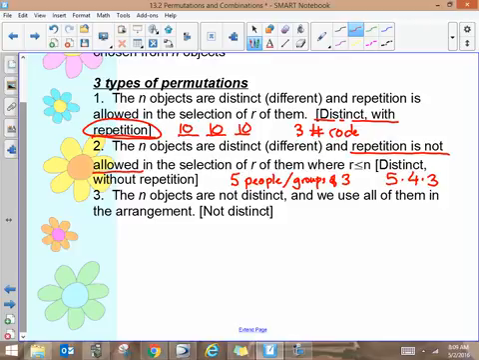And by the way, r in this process, you're picking 3 from 5. It would never make sense to pick 5 from 3. Just think about that one.